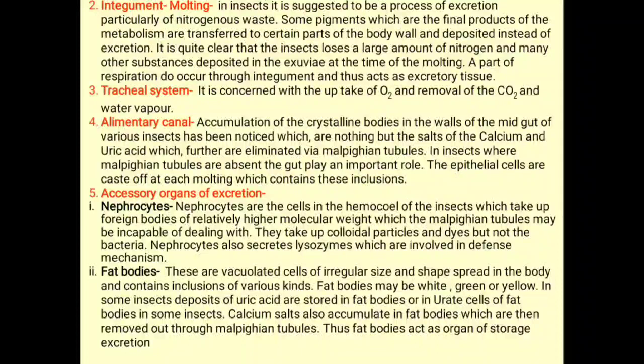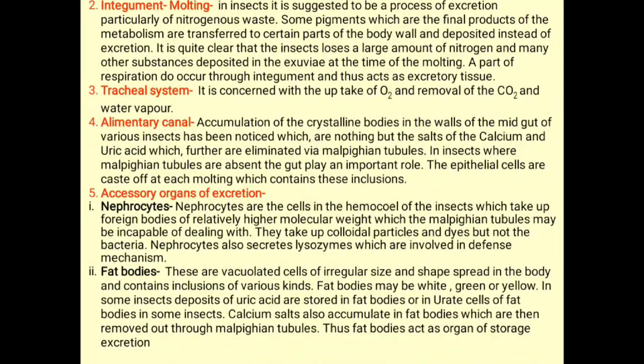In that case, the epithelial cells are cast off at each molting, and they contain mostly the inclusions, as I said, the calcium deposits or the uric acid deposits. So these deposits are removed at the time of molting, as the epithelial cells are also renewed. Then accessory organs of excretion are also there. In that we have nephrocytes.